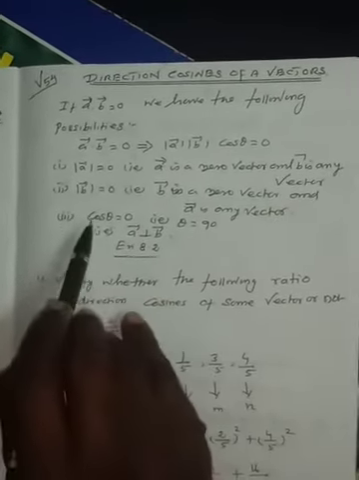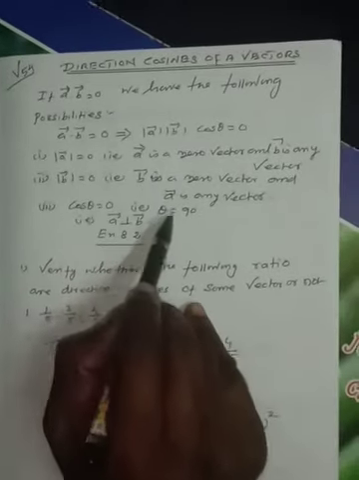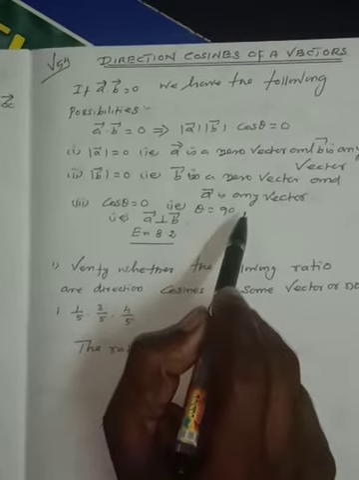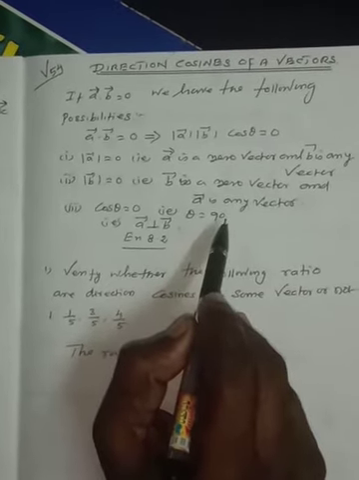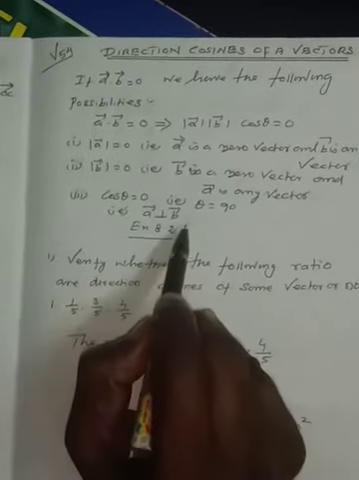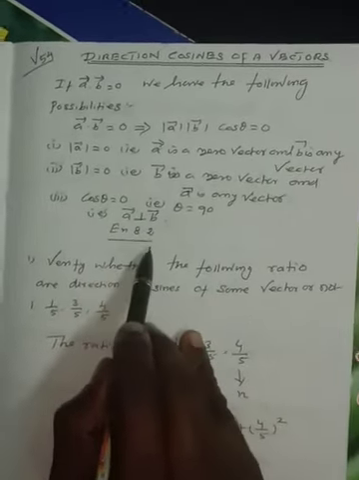Number 3, cos theta is equal to 0, then theta is equal to 90 degrees. Take two vectors a and b. If a vector is perpendicular to b vector, then the angle between them is 90 degrees. Okay. Now exercise 8.2.